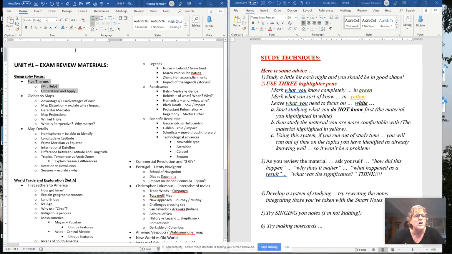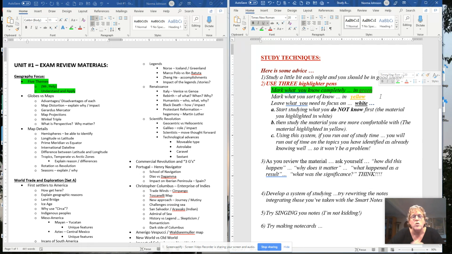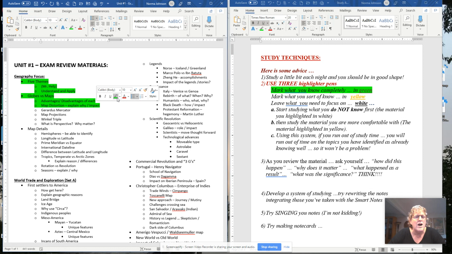I got that. I know what that is. That's not hard. We did it in middle school. Boom, I got it cold. I'm going to mark that like it says here in green because I am so confident I know what it is. Globes and maps, pretty straightforward. I got that down, no problem.